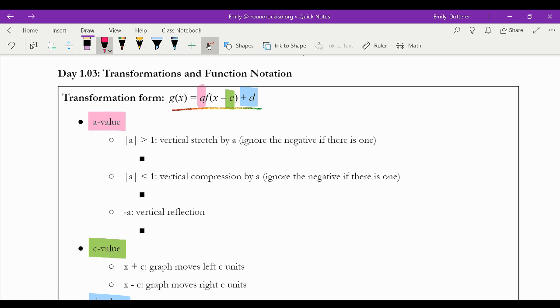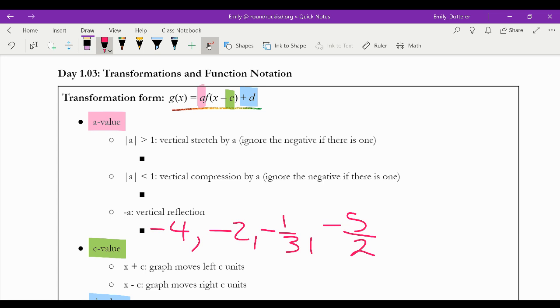So if we look at that a value, if the a value is greater than 1, so we ignore the negative because no matter what we have, if it's negative, all that we know about it is that it's a reflection. So basically it turns the graph upside down.